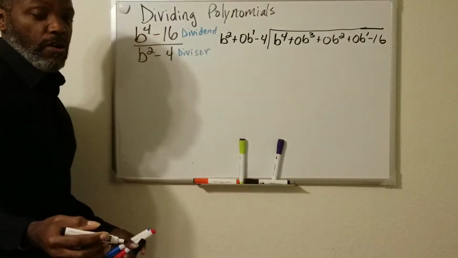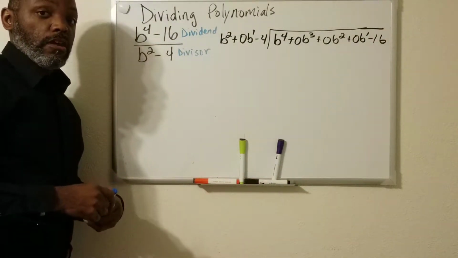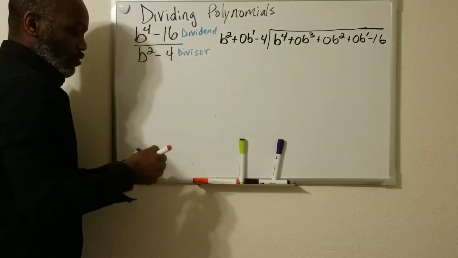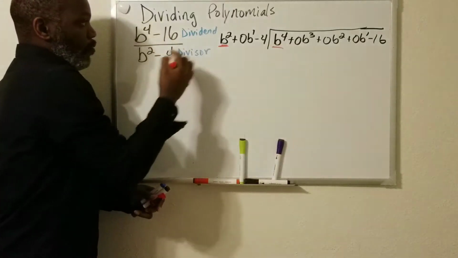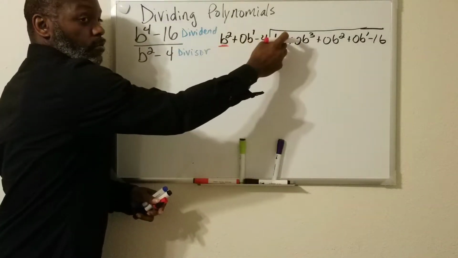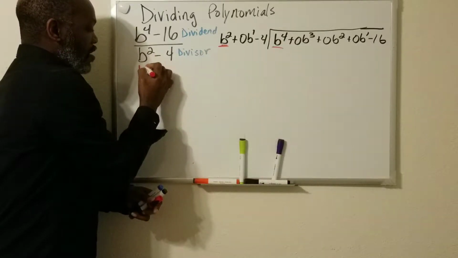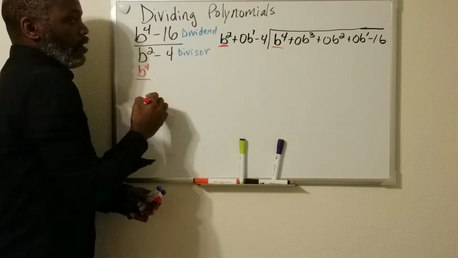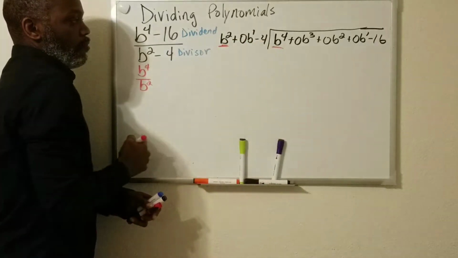Looks like a pretty long problem, but if you understand the concept, it's not as long. And here we go. What we're going to do first is look at the first terms and see how many times can b squared go into b to the fourth. I'll work on the side, give me some room, and I'm looking to see how many times can b to the second go into b to the fourth.